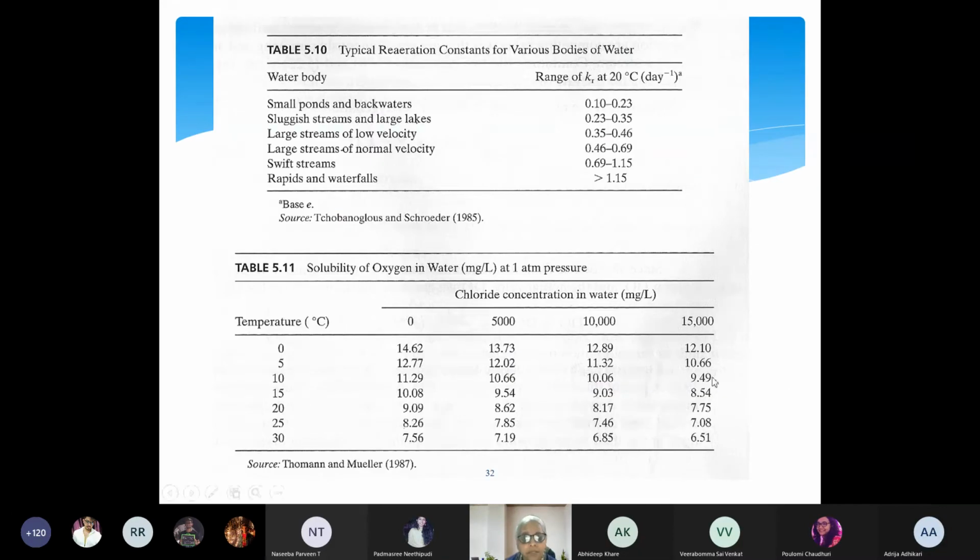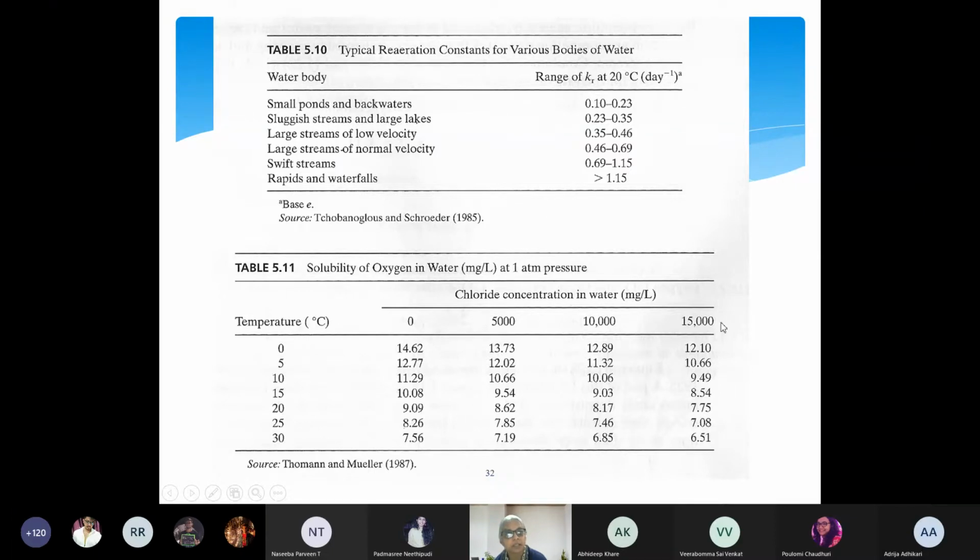The reason for putting this table over here is solubility of oxygen. In the last class, I already mentioned that the dissolved oxygen saturation concentration is a function of two parameters. One is temperature and the other is salinity. So here, salinity is shown in terms of chloride concentration.